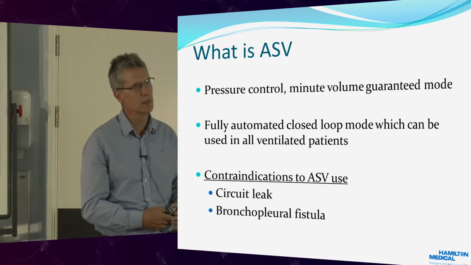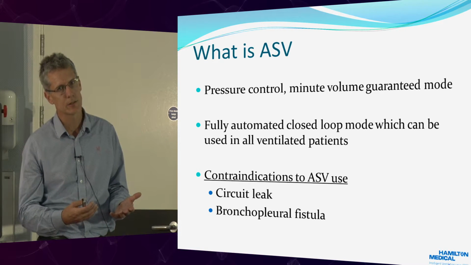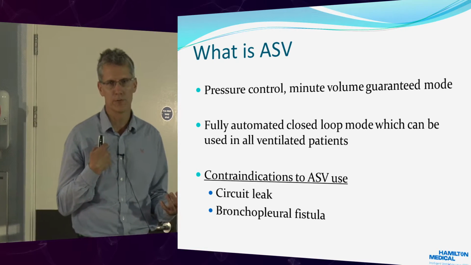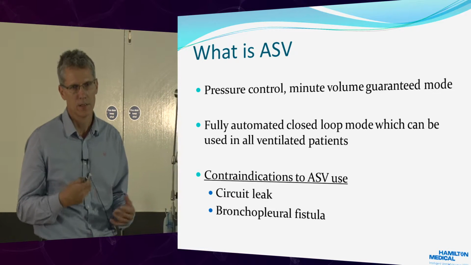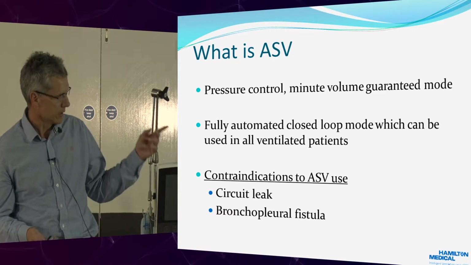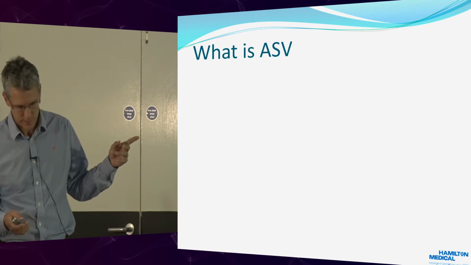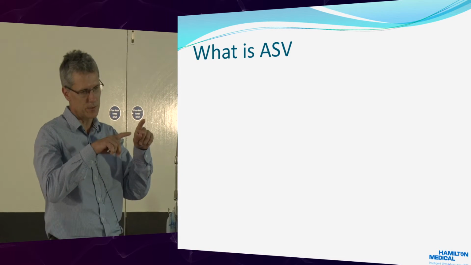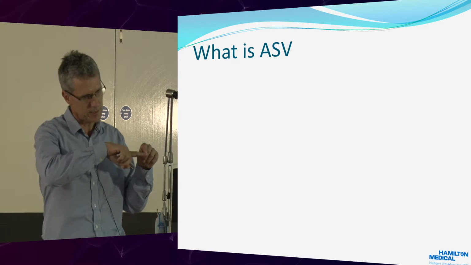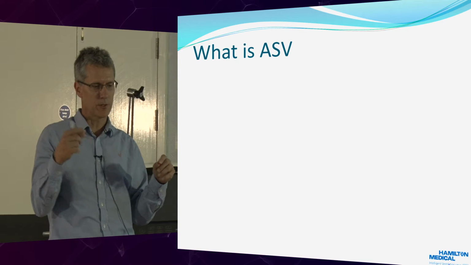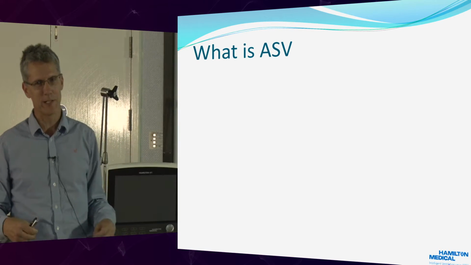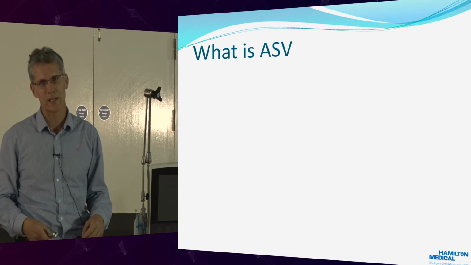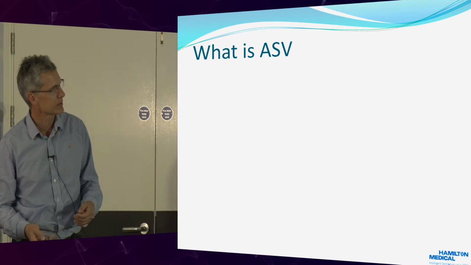The only time you can't use it is if there's a leak in the circuit or you have a bronchopleural fistula. So if there's a cuff leak. And I'll tell you the reason for this is that the time constant is measured. So this is expiratory flow. And if you've got air coming out of several places, your expiratory flow is going to be inaccurate. So you'll get an inaccurate respiratory rate.